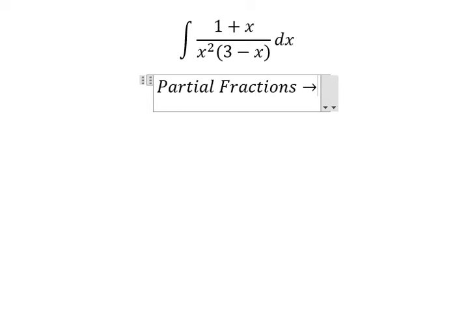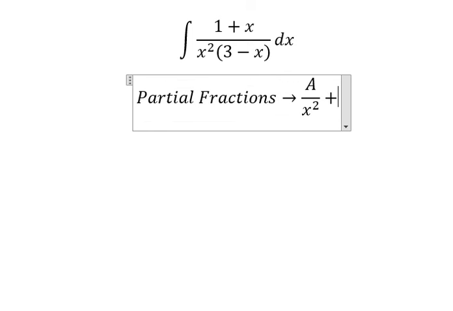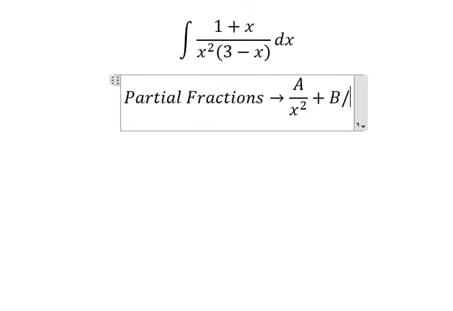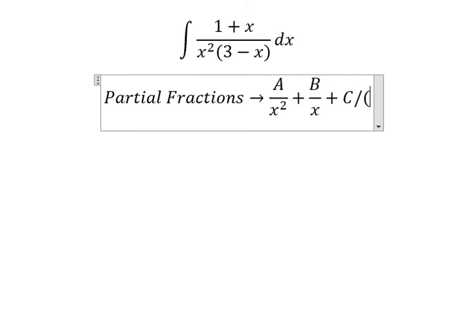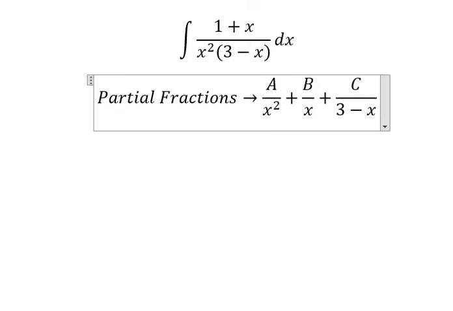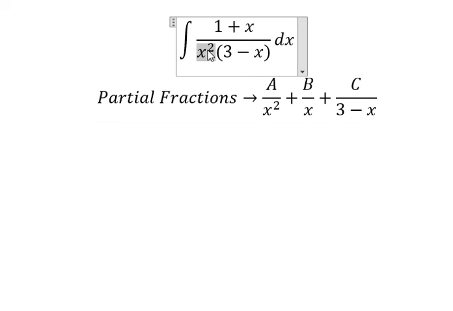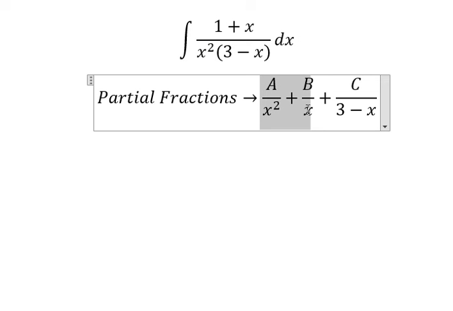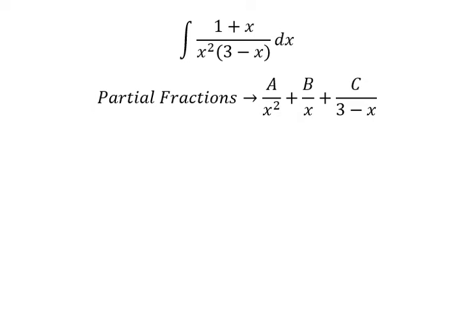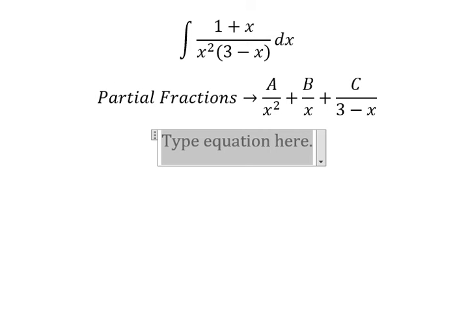So I will put A over s squared, B over s, and C over 3 minus s. Because we have the power number 2, that's why we have two fractions related to s. Next, we need to do common denominator.